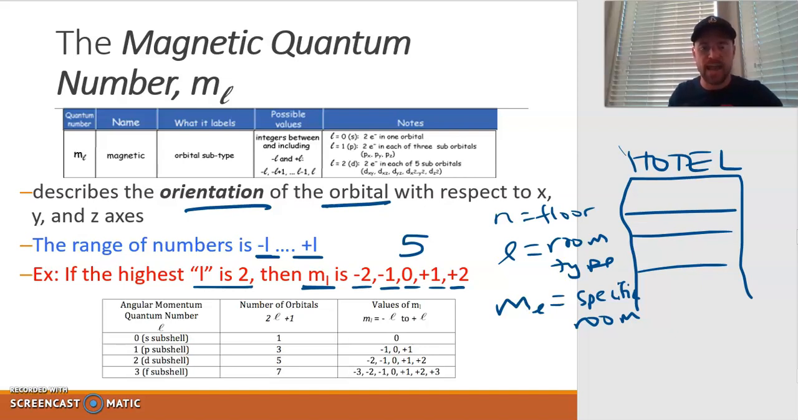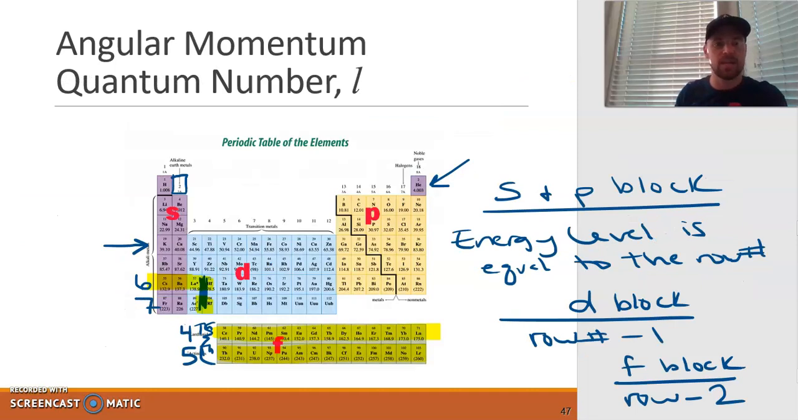So, if the S subshell only has 1 orbital, that means it can only hold 2 electrons. If the P subshell has 3 orbitals, that means it can hold 6 electrons. If the D subshell has 5 orbitals, that means it can hold 10 electrons. And if the F subshell has 7 orbitals, that means it can hold 14. And that's always true. If we know what shape of orbital we're looking at, we can figure out in total how many electrons that shape can hold. And the really cool thing is that corresponds to the periodic table.